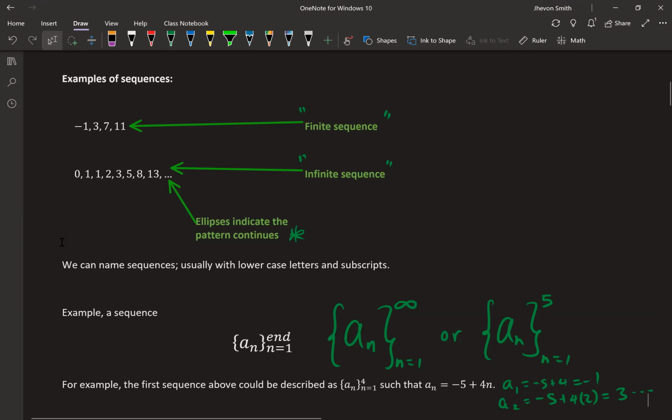The second sequence, does anyone know what that sequence is? 0, 1, 1, 2, 3, 5, 8, 13. It's actually a very famous sequence. Is it Fibonacci? Yes, it is the Fibonacci sequence. It's a very, very important sequence. People geek out about this sequence all the time. It's connected to so many things.